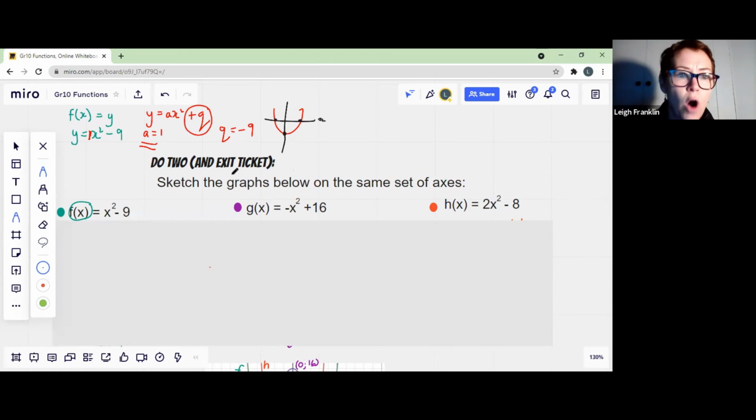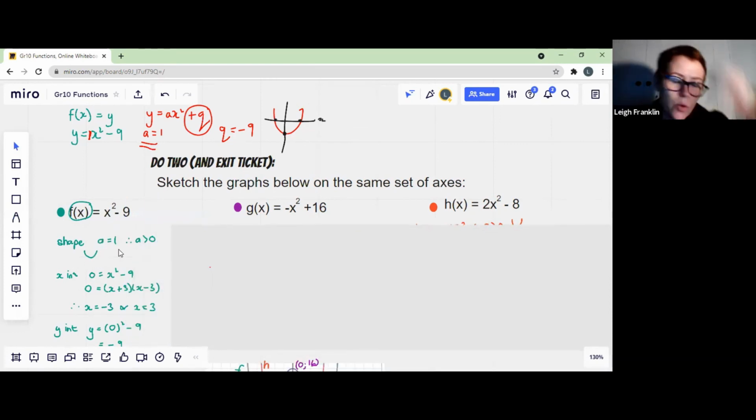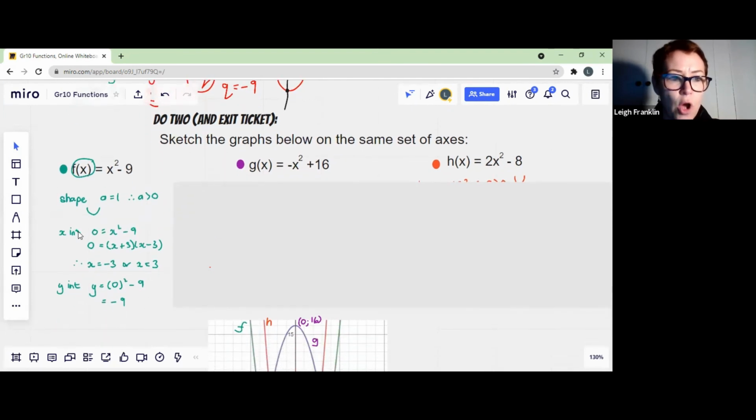All right, so after you've done that, finding your x-intercepts and your y-intercepts is important. Our shape is equal to 1, A is positive. When we want to find the x-intercepts, the rule is let y be 0. So in place of f of x or y, I'm writing 0 equals x squared minus 9.